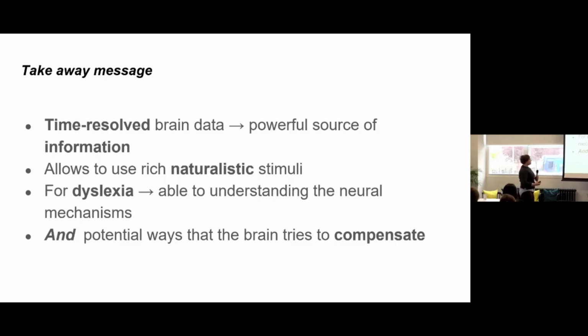For dyslexia, we're able to understand the neural mechanisms, so the tracing of different parts of information, and also get clues about potential ways that the brain tries to compensate itself. So maybe we can understand how the brain does it and then apply that, help it later down the line with some policies.